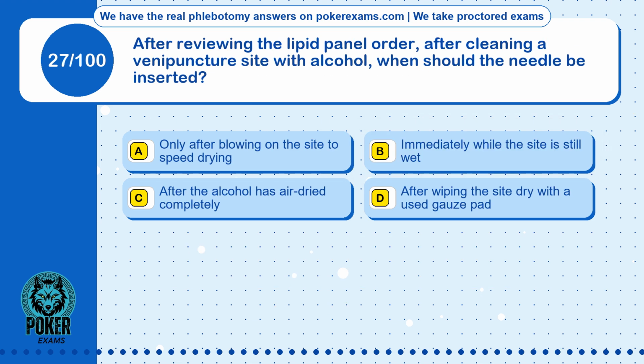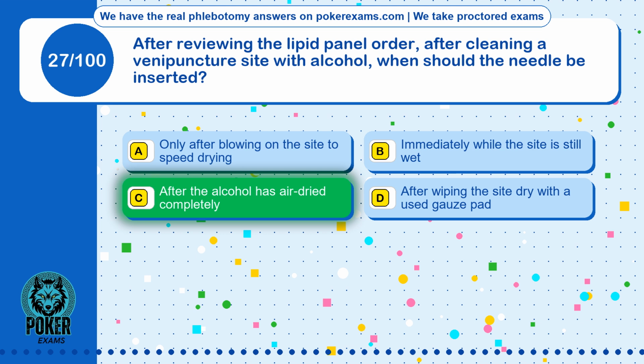Question 27. After reviewing the lipid panel order, after cleaning a venipuncture site with alcohol, when should the needle be inserted? Option A. Only after blowing on the site to speed drying. Option B. Immediately while the site is still wet. Option C. After the alcohol has air dried completely. Option D. After wiping the site dry with a used gauze pad.